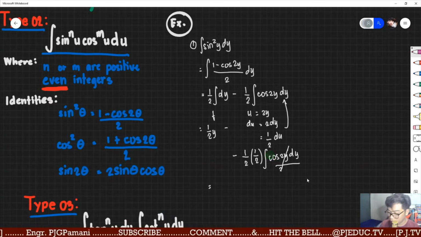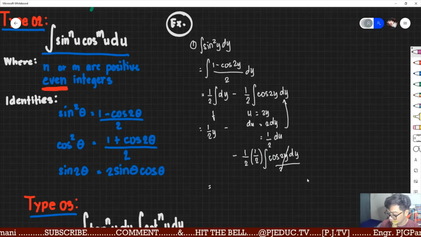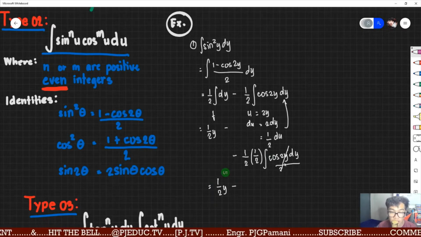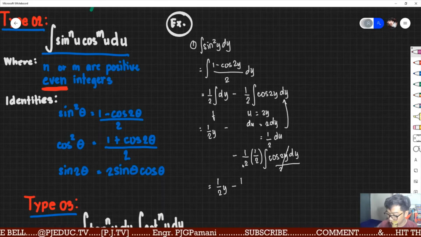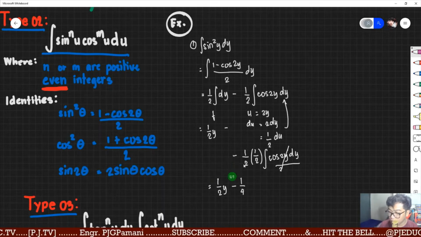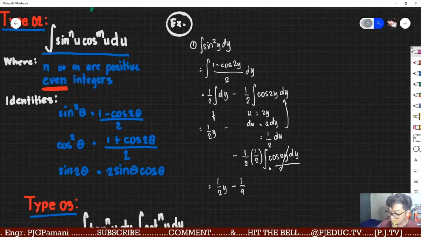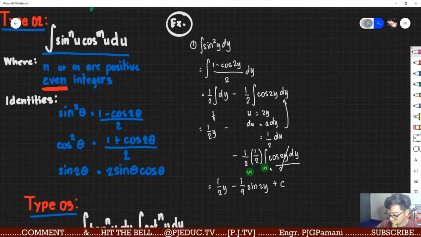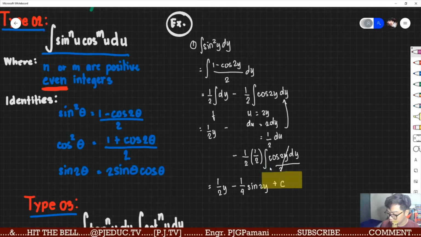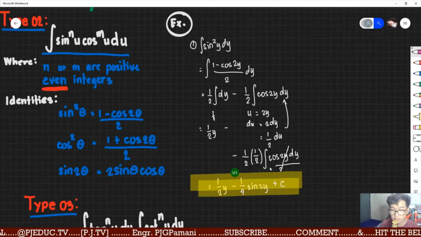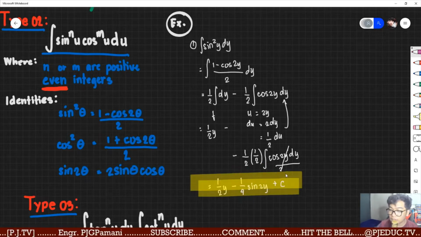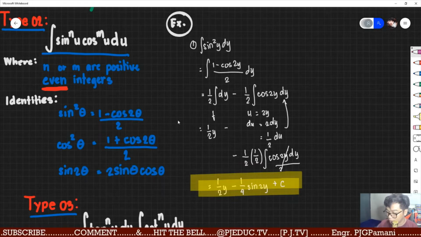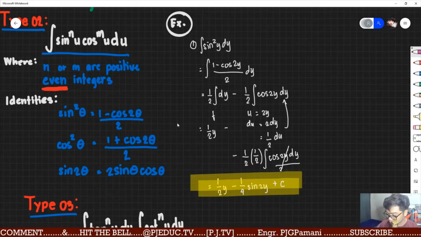So basically, you end up integrating only cosine. The integral of cosine, anong integral ng cosine from kahapon? Is simply sine 2y plus your integration constant. So yan na yung ating final answer for this first example problem. Madali pa lang naman yung example, no?